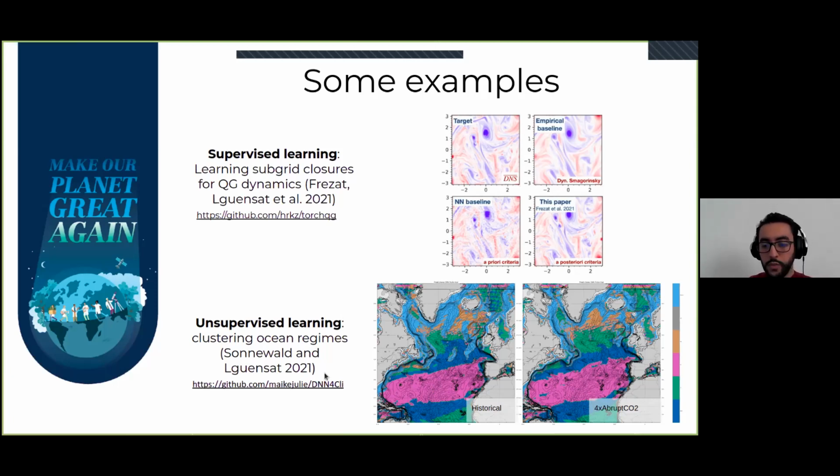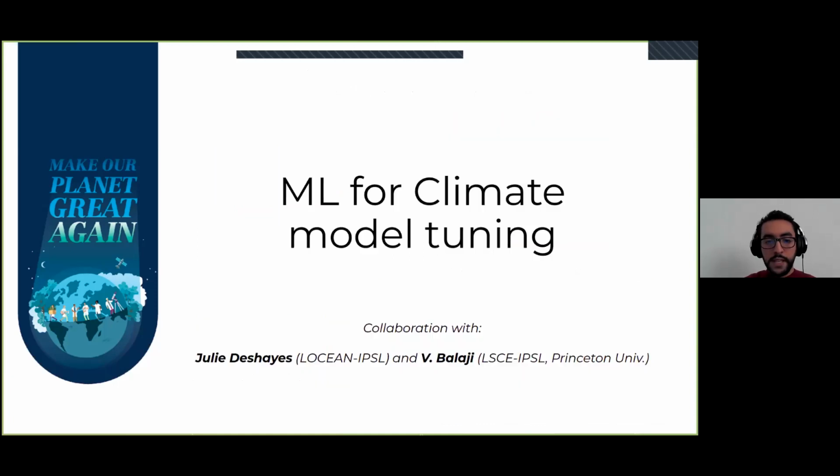So these were just some, as I said, cherry-picked examples. There are, of course, a lot of examples of the use of machine learning techniques in geoscience in general, and in numerical modeling in particular, and also in climate modeling. So now I'll be coming to the ML for climate model tuning. This is a collaboration with Julie Day from l'Océan IPSL and Venkatramani Balaji, who is a MOBGA recipient.